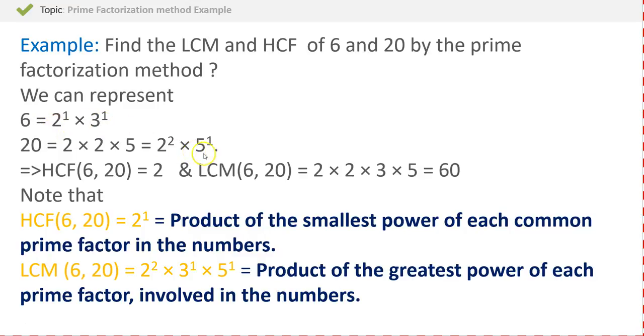I'm going to take all the distinct prime factors first, and then I'm going to look at the maximum power of those prime factors between these two numbers. Now here, 2 was common and the maximum power was 2, so I take 2 to the power 2. Now 3 was only in 6, so I put 3 to the power 1, and 5 was only in 20, so I put 5 to the power 1, which is going to give me 60 as the LCM of 6 and 20.